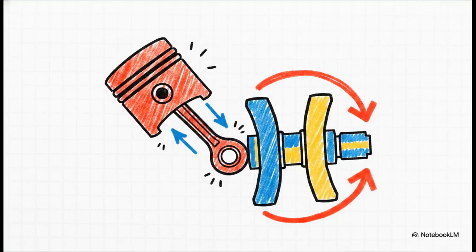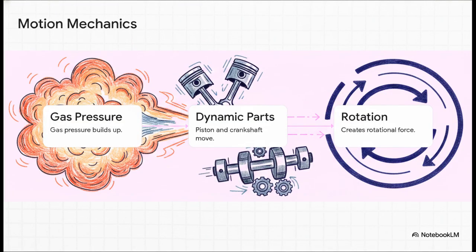Working in absolute tandem, the piston and the crankshaft are the specific dynamic parts that perform the physical labor inside the cylinder block. If the block is the fortress, well, the pistons and the crankshaft are the workers inside, toiling away. They are the components that actually harness the energy of those explosions. And what's truly fascinating is the micro-story of transformation happening in literally a fraction of a second.